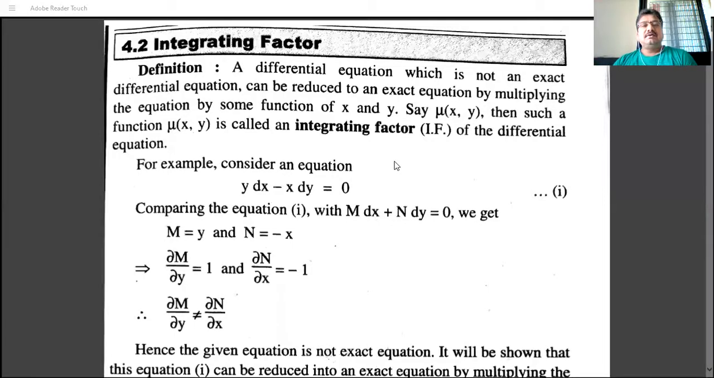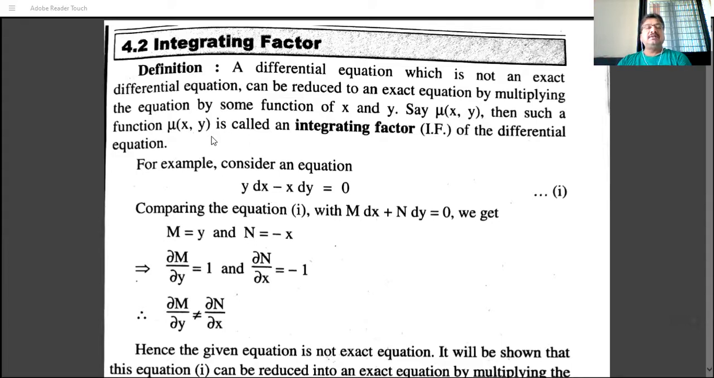Next topic is differential equations reducible to exact differential equations. First is the definition of integrating factor. A differential equation which is not an exact differential equation but can be reduced to an exact differential equation by multiplying the equation by some function of x and y, denoted by mu(x, y), then such a function mu(x, y) is called an integrating factor, shortly denoted by I.F., of the differential equation. That is, the given differential equation is not exact.